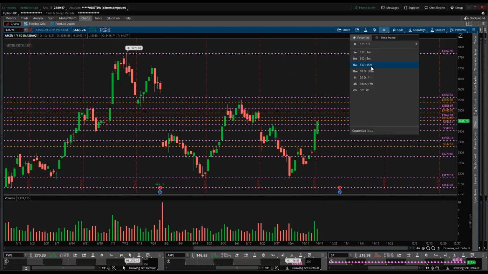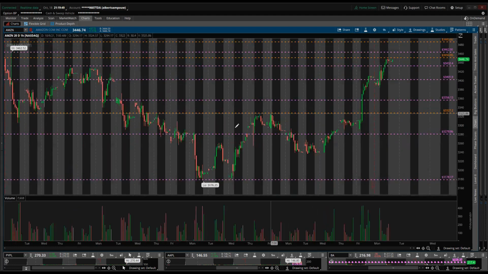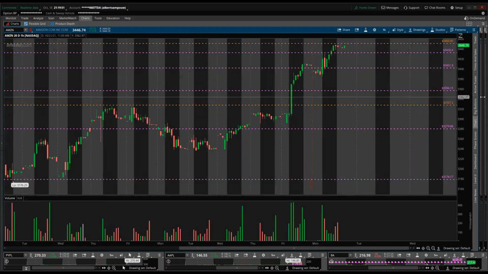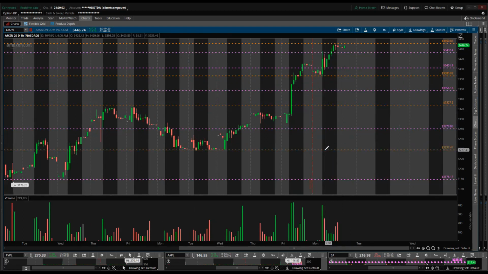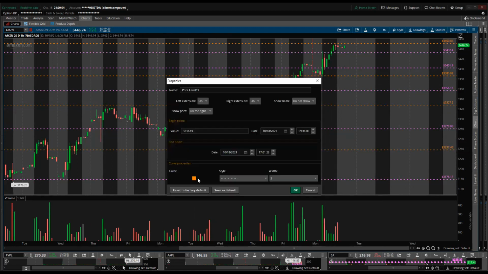Boom, now I have my daily levels. Now let me go on to the hourly and find more. So once I go to the hourly, let's say this is one right here. And this is one right here. Now I'm gonna edit the property and I'm gonna change the color of this. I'll make it blue, let's say.